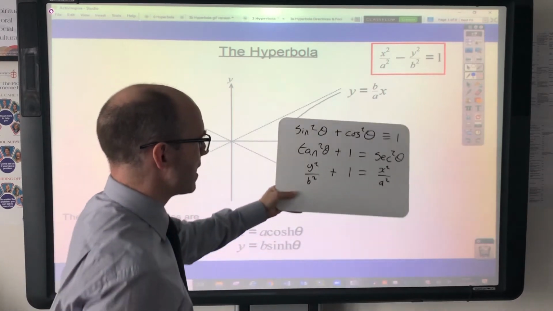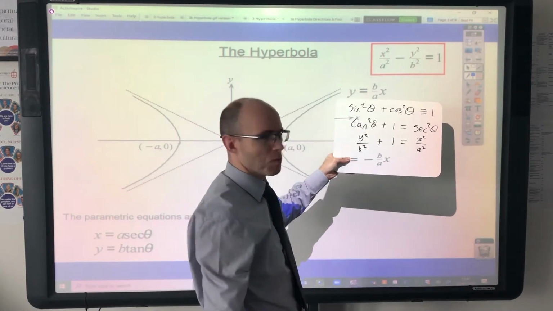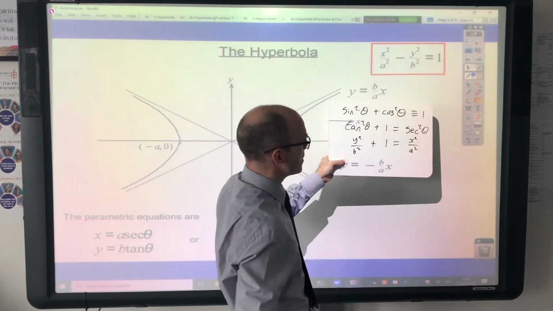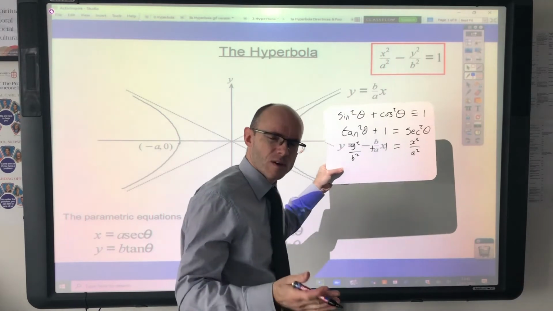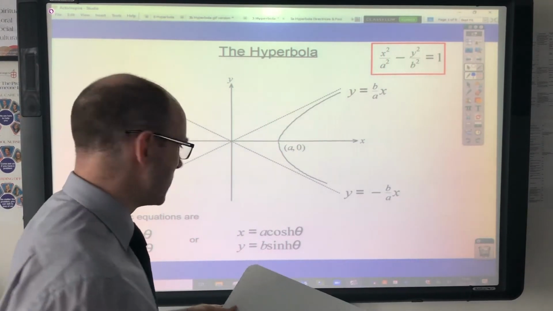Can you see how this can be rearranged to get that one there? I hope so. Just put that onto that side. You've got x squared over a squared minus y squared over b squared equals 1. So a rather simple explanation of how the parametric equations work there. What about the other ones?